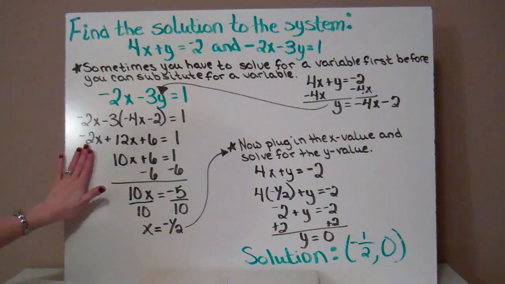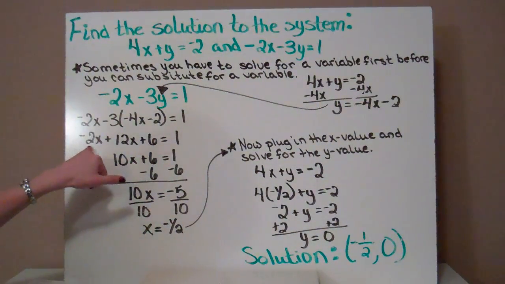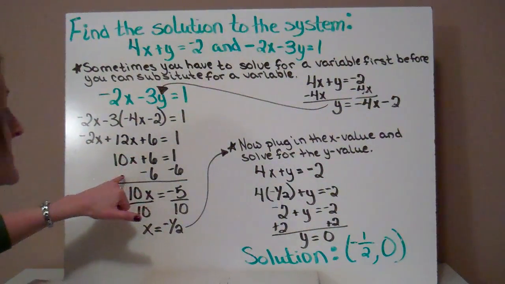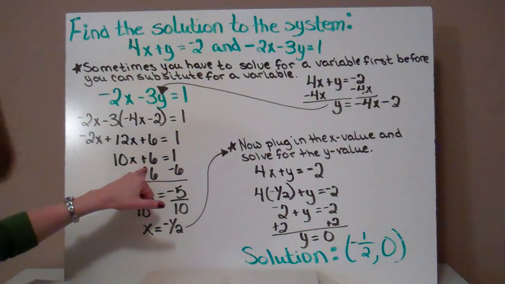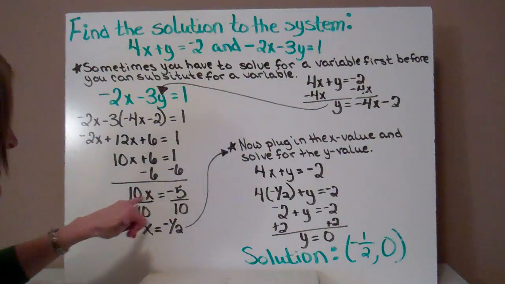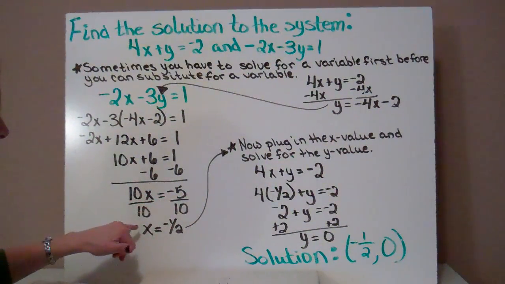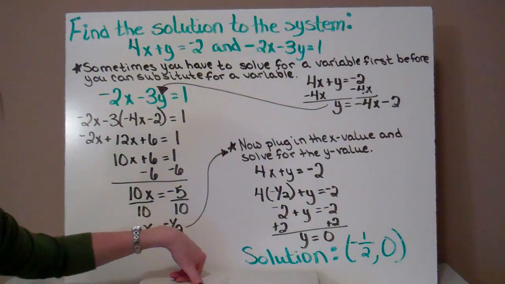Notice I still have my negative 2x. Now I need to combine like terms. Negative 2x plus 12x is 10x, and then I still have my plus 6. I solve for x, so I subtract 6 from both sides. Get 10x equals negative 5. Divide each side by 5, and I get x to equal negative 1/2.